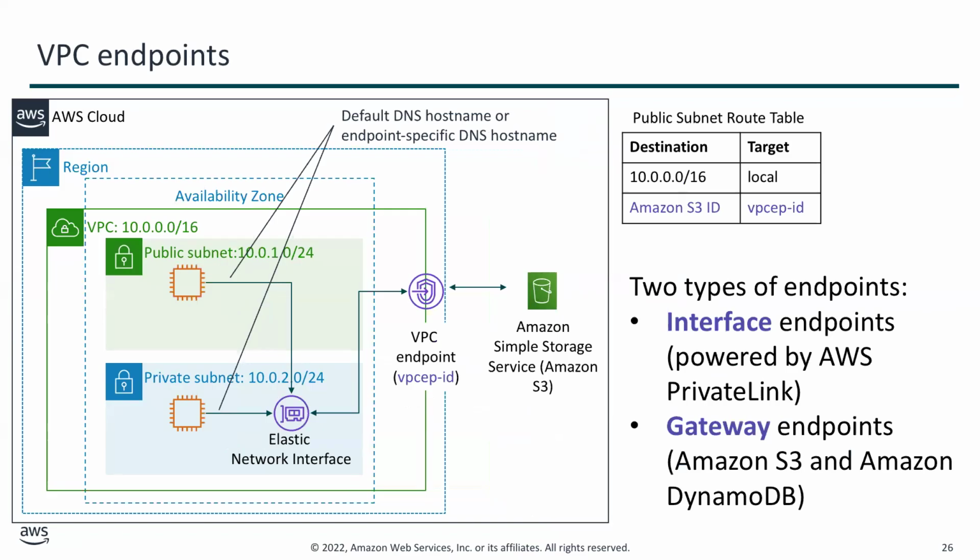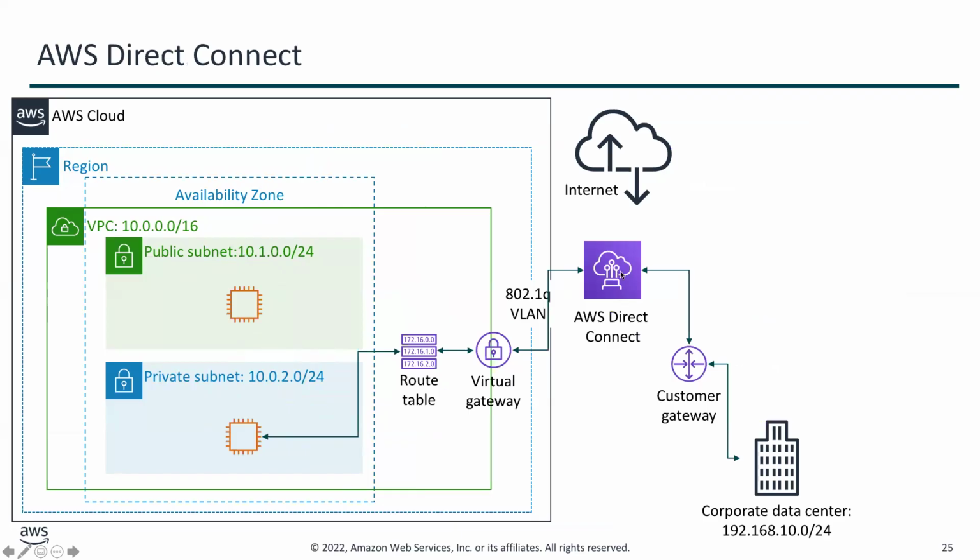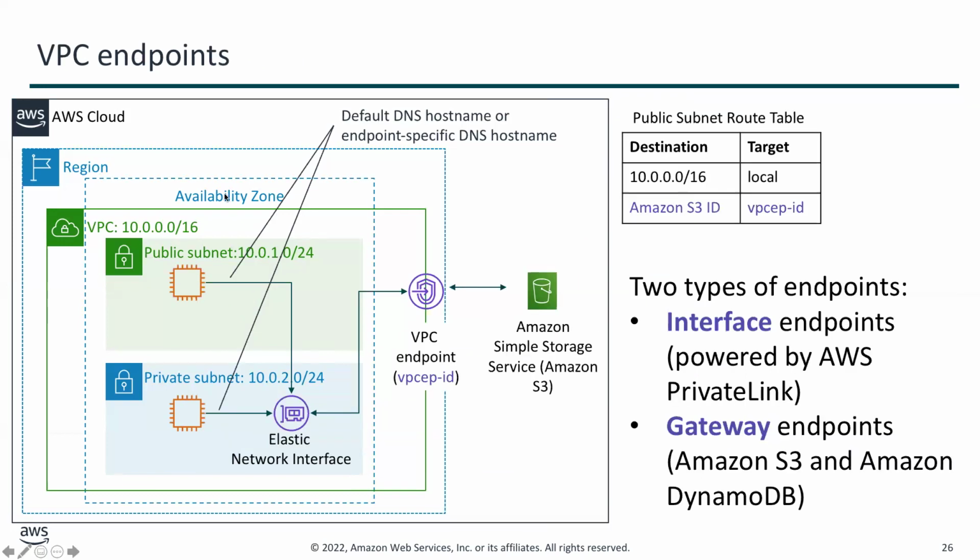There is something called VPC endpoints as well. Now you have two types of VPC endpoints. One is interface endpoints powered by AWS PrivateLink, and another is gateway endpoints, which are basically used for Amazon S3 and Amazon DynamoDB, if you have those resources within your VPC or subnet. The job of the endpoint is to make this more effective as well. We'll see how it works.